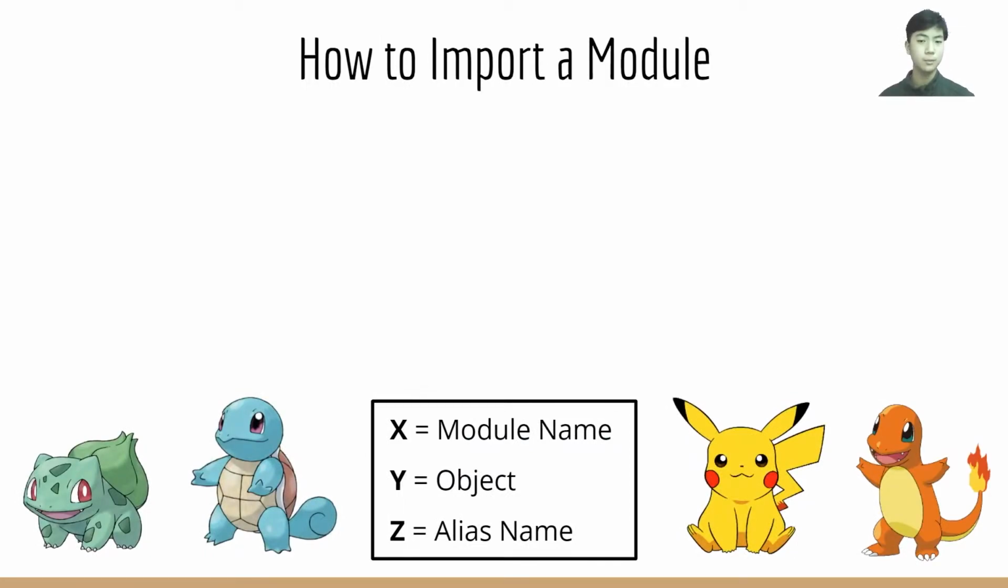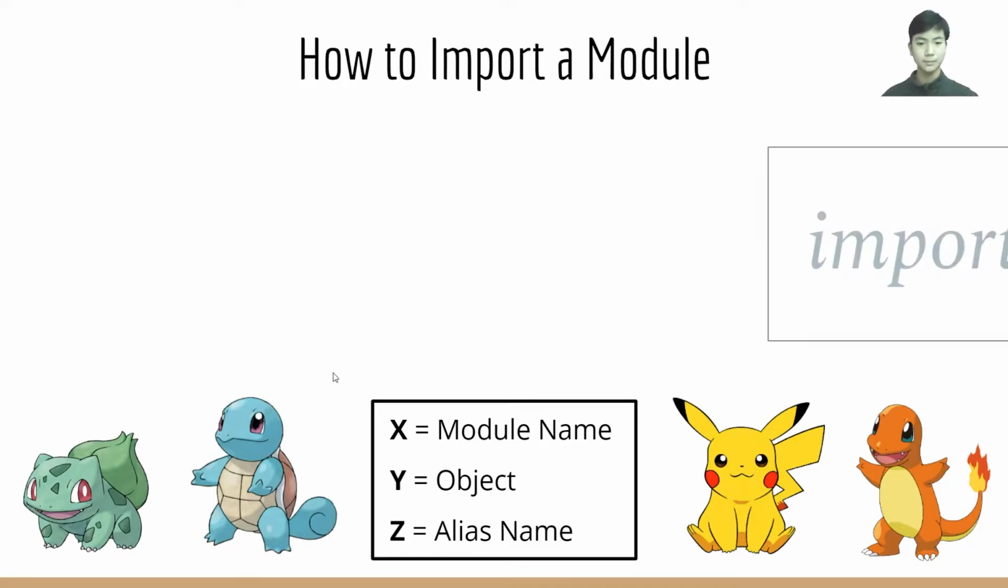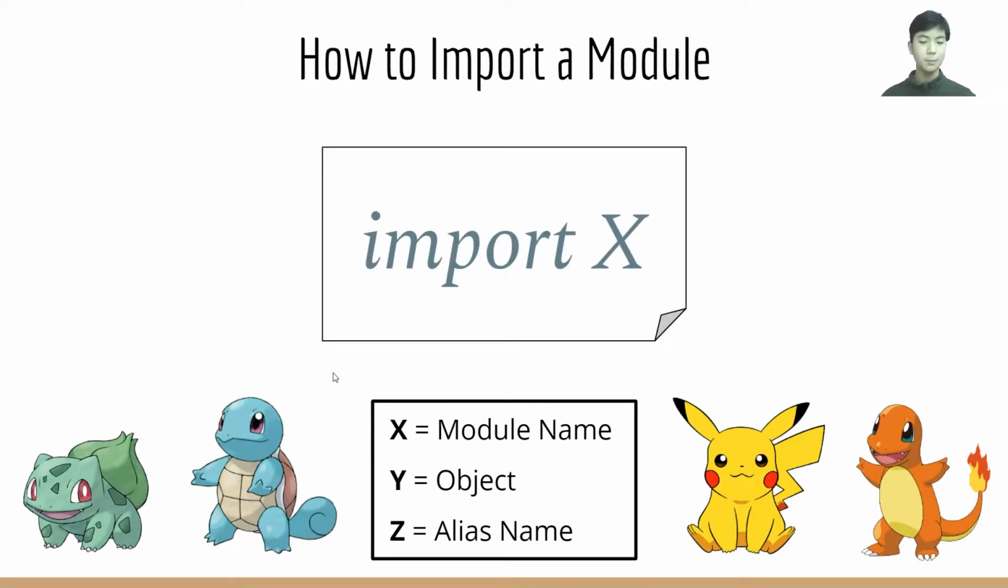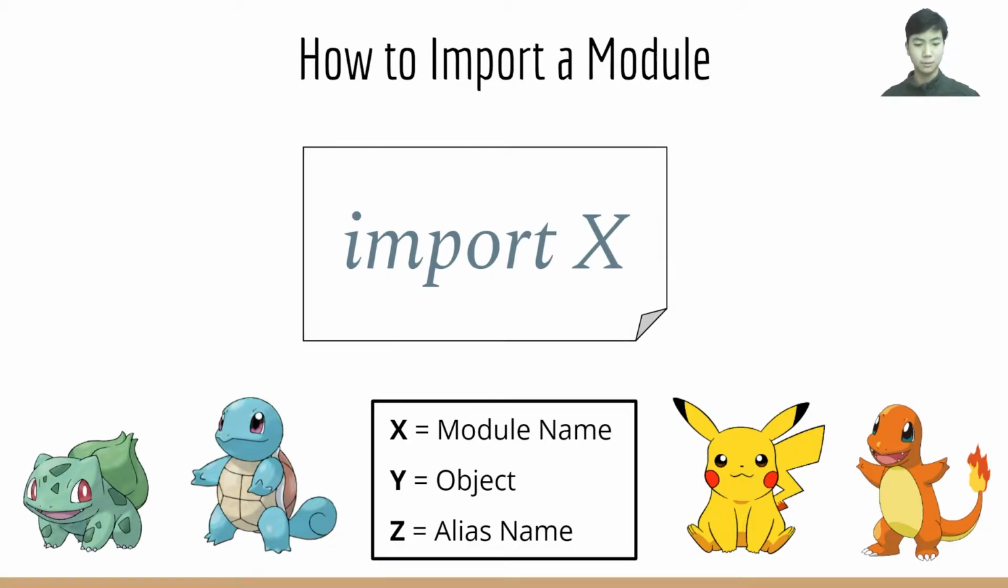I'm going to show you some of the ways you can import a module. And keep in mind, while I'm talking, I'm going to be referencing these three letters, I can say, module name, object, and alias name: X, Y, Z. So that is just a little reminder for you. Import X is one of the simplest ways of importing a module, because you just need two words, import and the name of the module.